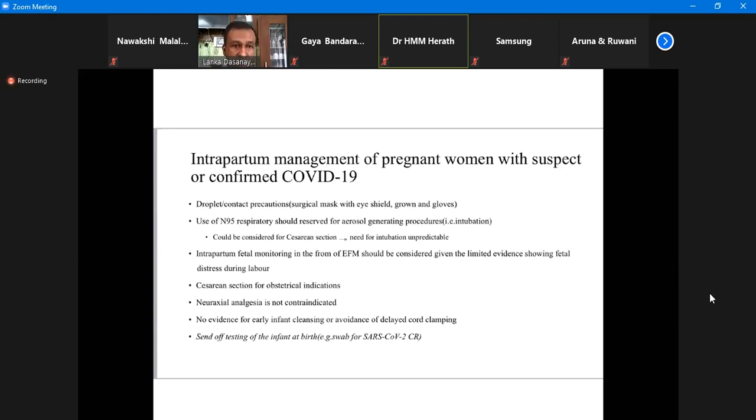At the time of birth, the infant should be checked for the COVID-19 virus. The neonatology team should be informed. They should take the samples and send them off for testing of the newborn baby.